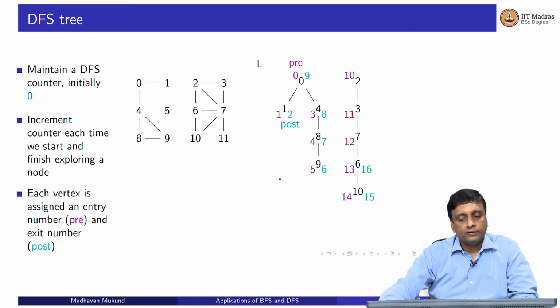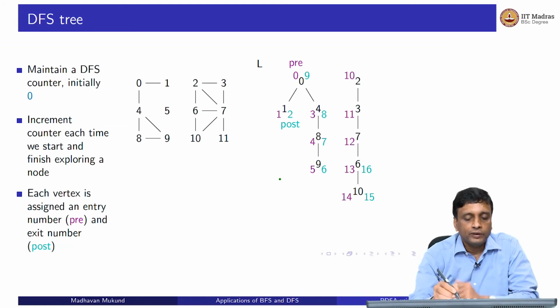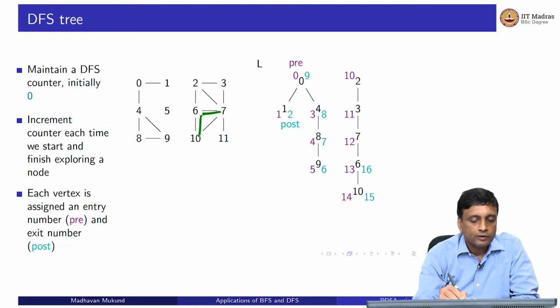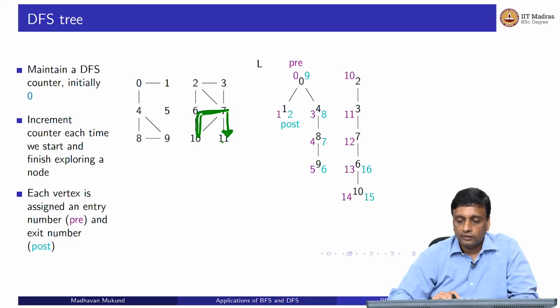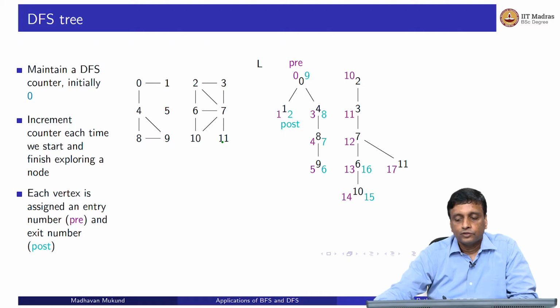I come back to 7, now 7 is not done because 7 went this way, right, and came down here and went down and came back. So now I can still go to 11. So from 7 I can increment the counter to 17 and go to 11.